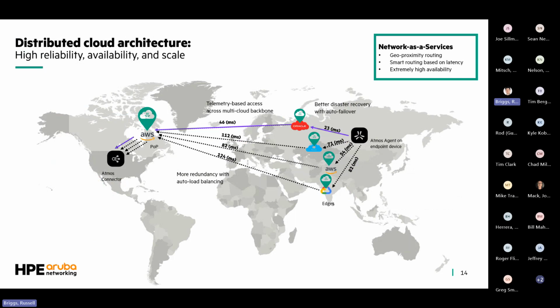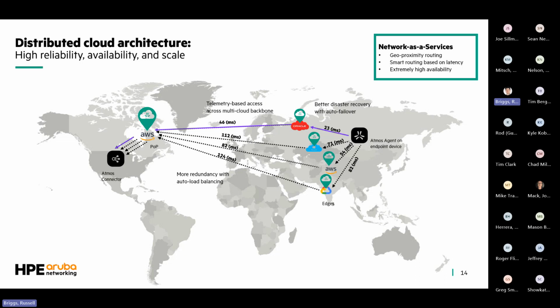And this is really some neat stuff. This is all in the background. So if you look at that access agent, the Atmos agent on an endpoint device over there in China, we see that there are multiple paths through multiple cloud providers back to, let's say, an AWS POP, it looks like maybe in Canada somewhere, that is connected to an Atmos connector, perhaps near Mount Rushmore, in the Dakotas.